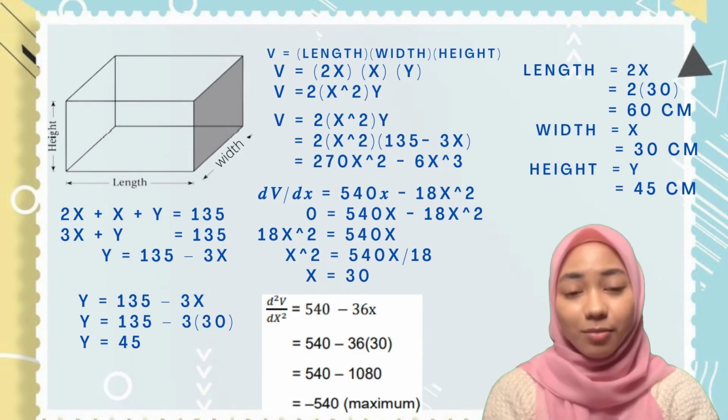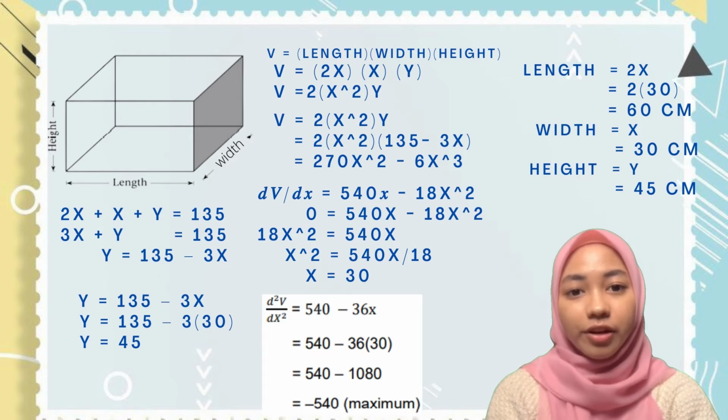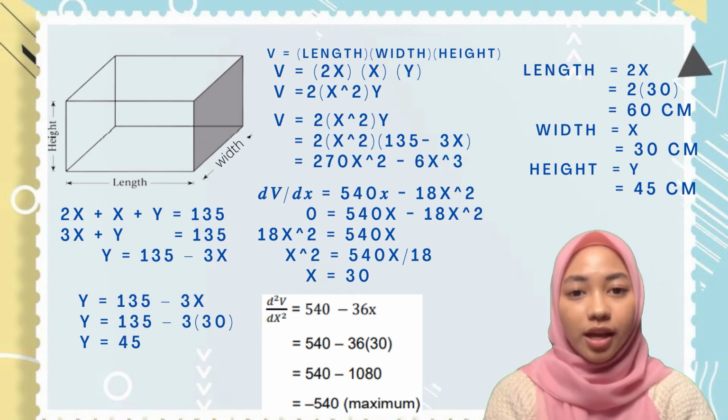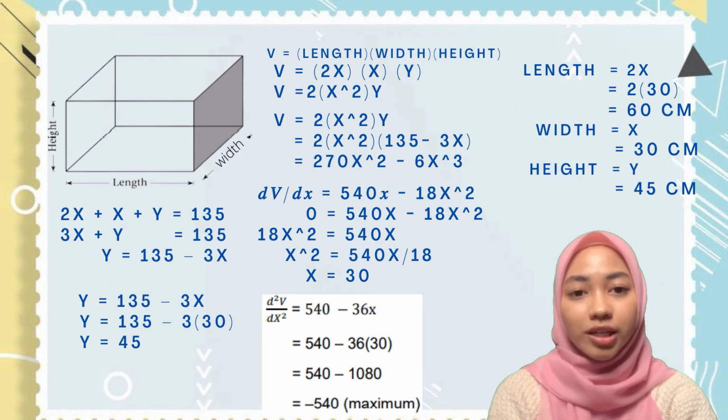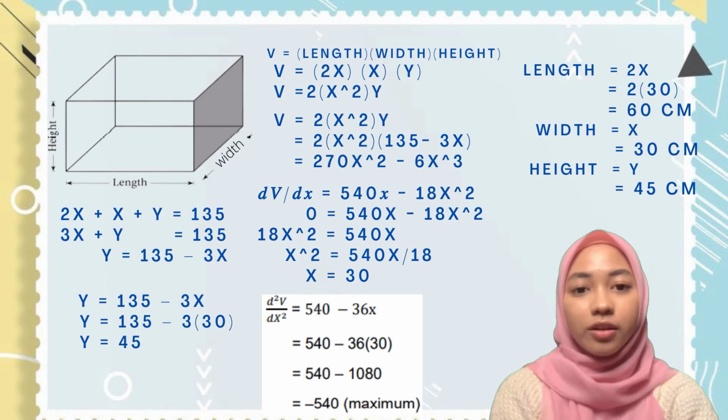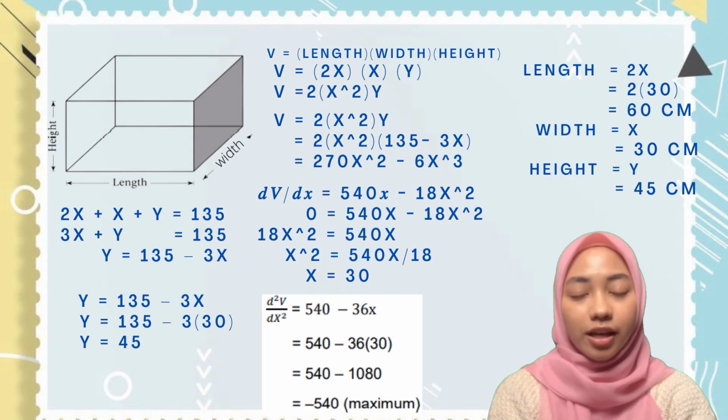These are the steps to solve question 2. First, draw an illustration of the package, which is a rectangular box, and let variable x be the width, 2x the length, and y the height of the box. Step 2. The sum of dimension of the package is given to be 2x plus x plus y equal to 135, so that y equals 135 minus 3x.